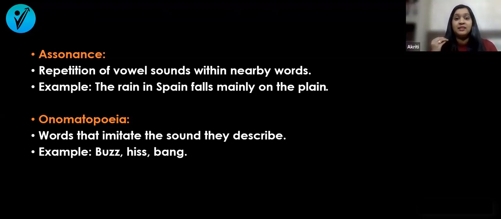Onomatopoeia is when a word imitates the sound it describes. For example, buzz, hiss, bang, shh, or tring tring. When you read these words, you know this is a sound. So when you read words which are similar to a sound or which evoke the emotion of a sound, that's onomatopoeia.